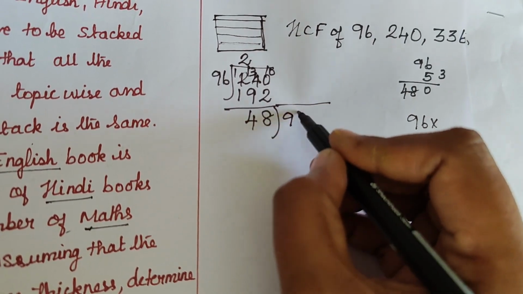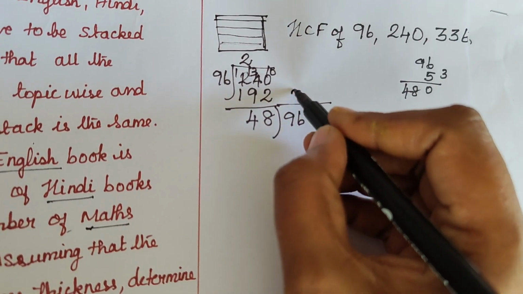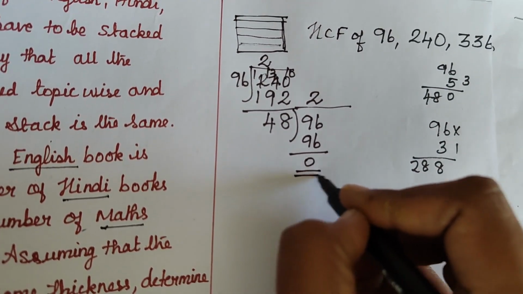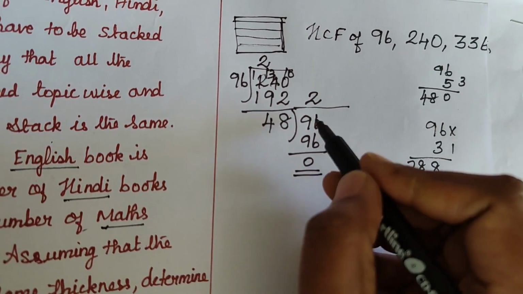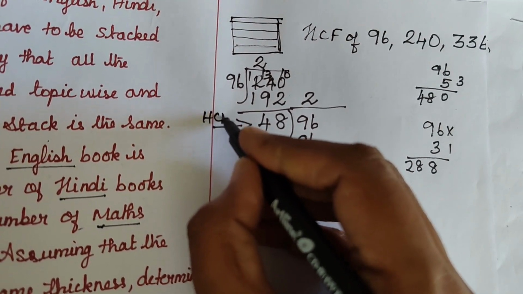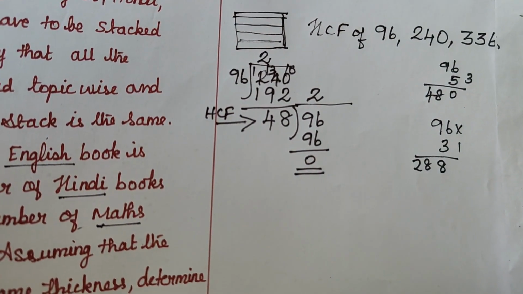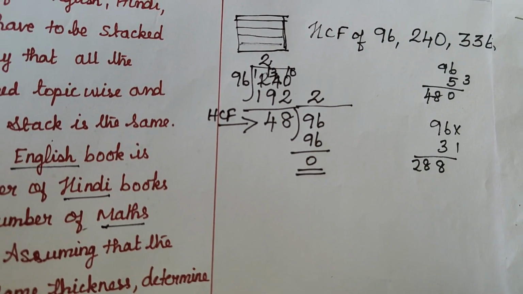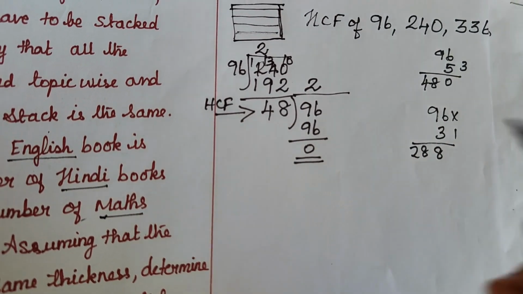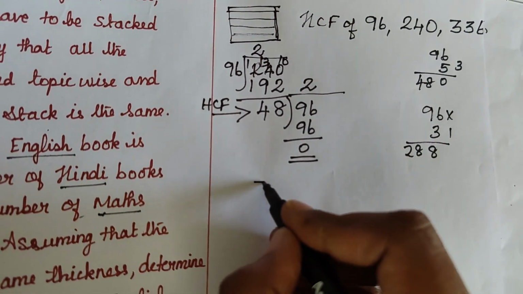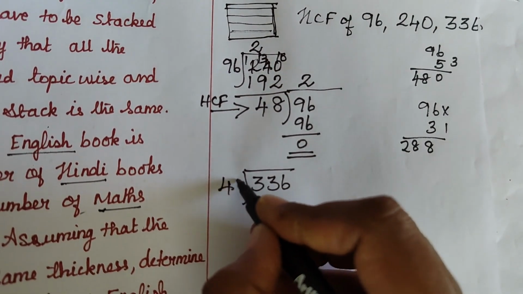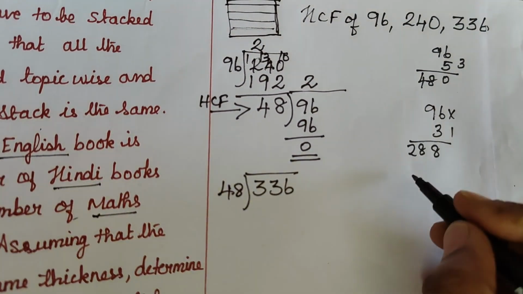Bring 96 here. In 96, 48 goes 2 times. 2 into 48, 96. Remainder 0. So where you get the remainder 0, that divisor is the HCF. So the first HCF is 48. Now we shall find the HCF of 336 and the first HCF 48.